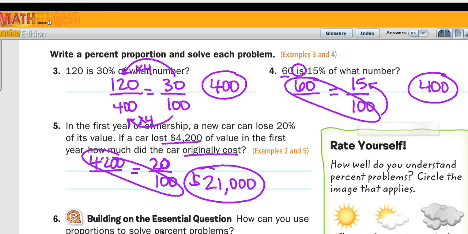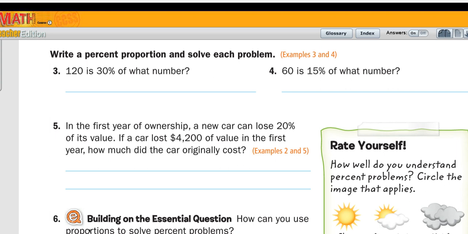Okay, so today you learned about how to solve using a percent proportion, using either cross products and division, or looking at the relationship between the parts and the whole. And hopefully we're feeling a little more confident about this as we continue on.